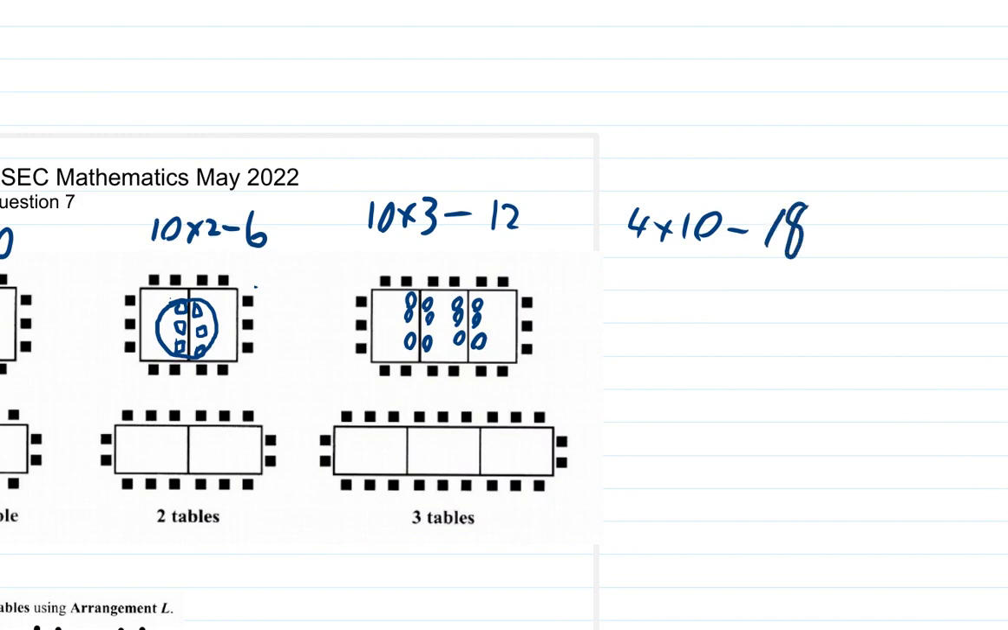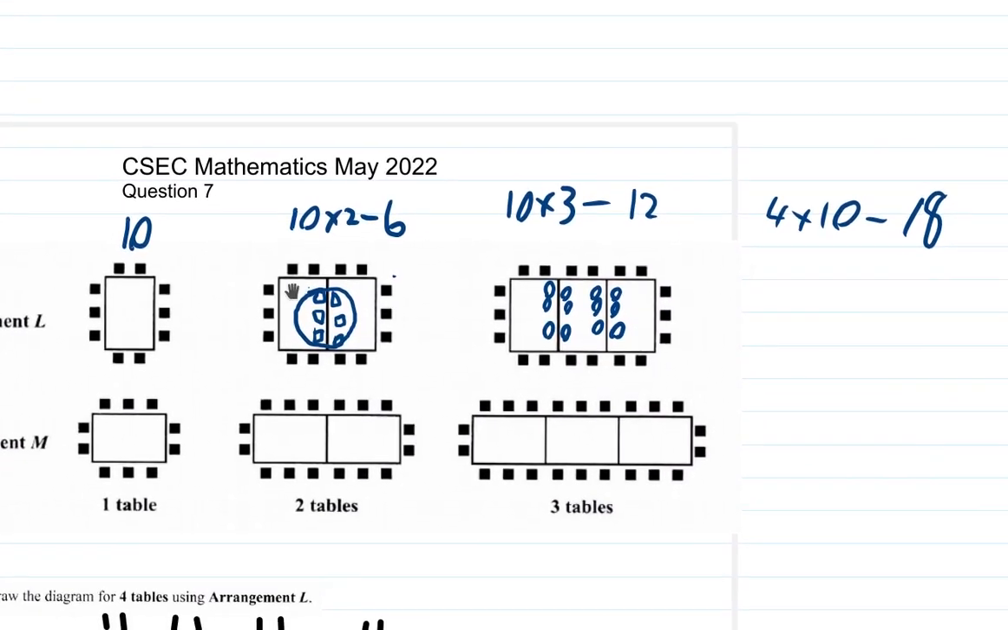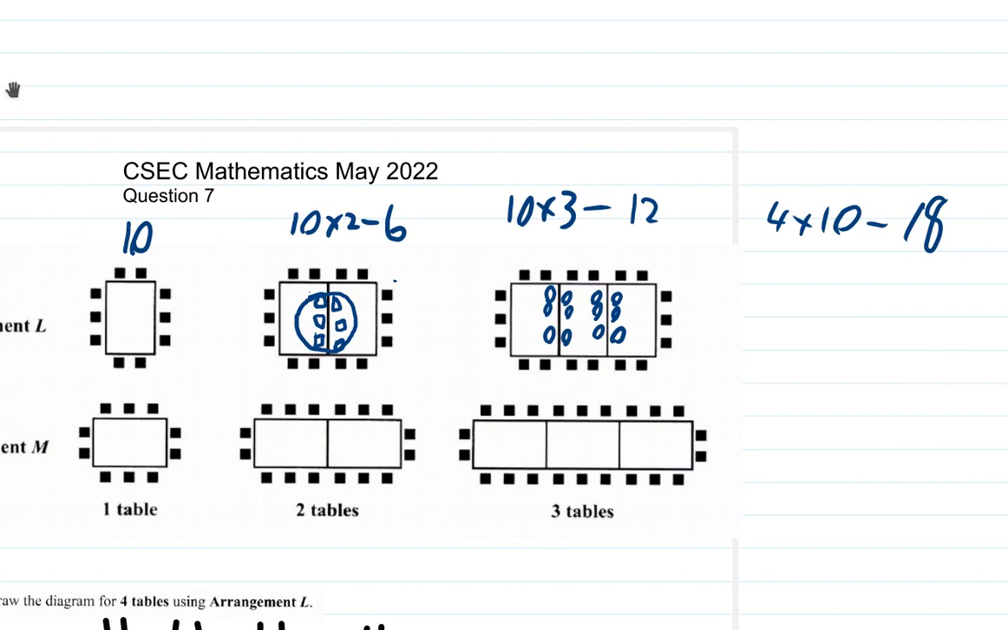Now we see here that this can be written 10 times 1. Then you have 10 times 2, which is here, 10 times 3, which is here, 10 times 4, which is here. Let's rewrite it as 10 times 4 to keep the pattern. So with one table is 10 times 1, 2 tables is 10 times 2, 3 tables is 10 times 3, 4 tables is 10 times 4.